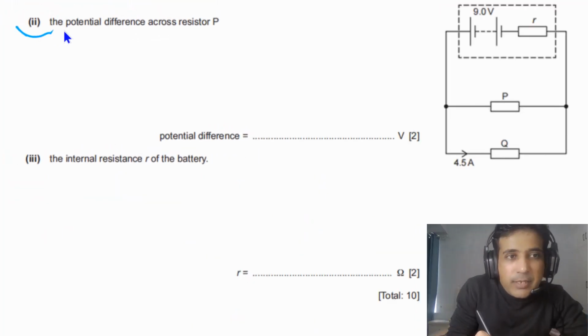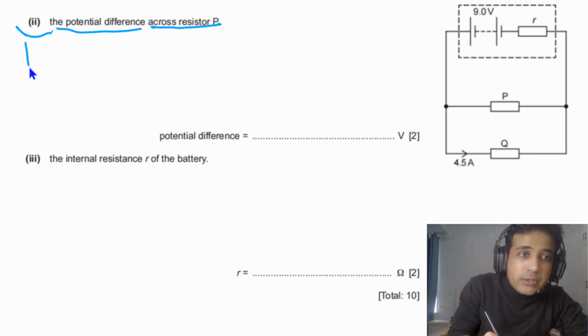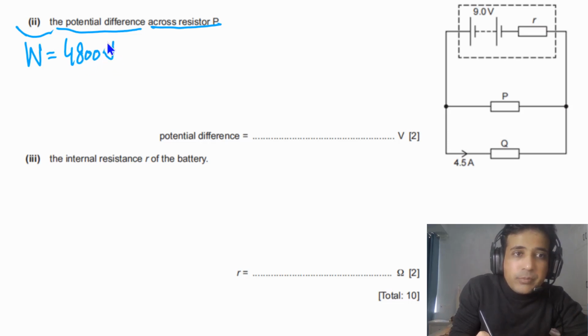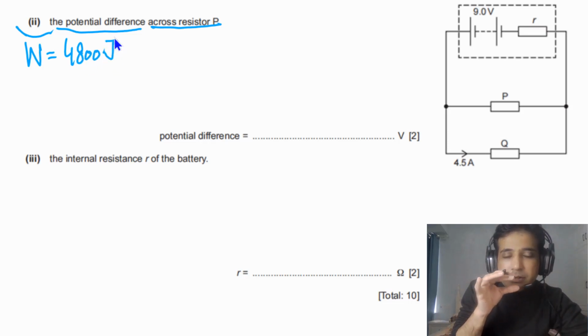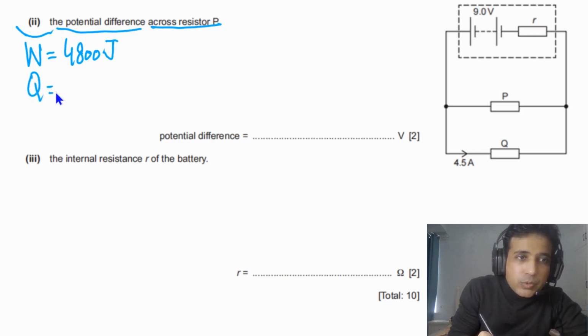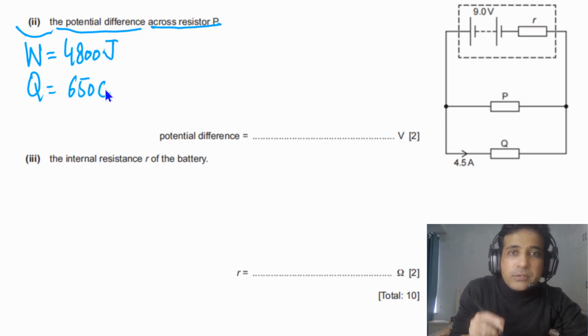For the second part, we need to calculate the potential difference across resistor P. But the energy dissipated in resistor P is given to us, that is equal to 4800 joules. It simply means that this much electrical energy has been converted into thermal energy when Q equal to 650 coulombs passes through the resistor. Now we have these things and we need to calculate the potential difference.